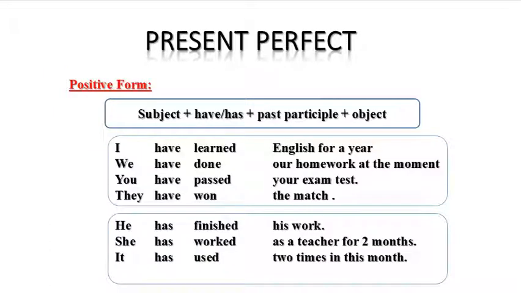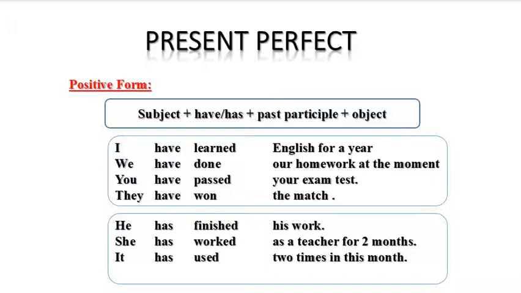The positive form, I repeat it again: subject plus have or has plus past participle plus object. With I, we, you, and they, we use have, and with he, she, it, that we call third person singular, we use has. For example, I have learned English for a year. The action started a year ago, but it still continues up to now.